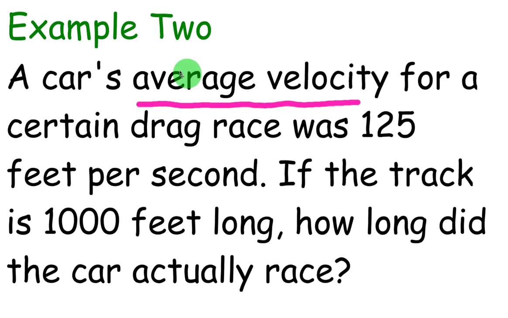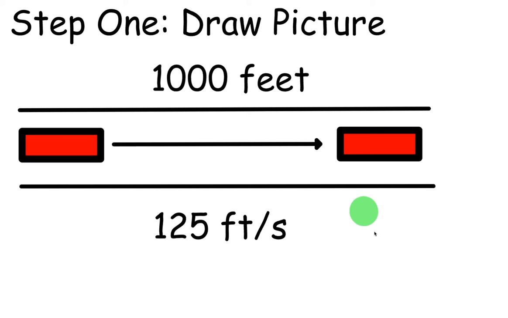Notice I underline average velocity because that will tell us this is an average rate of change problem. Velocity is a rate of change. So here's our car, start to finish. Drew a little picture for step one. Went 1,000 feet, and it averaged 125 feet per second. Okay, that's an average. Now we can actually use this information to figure out how far this car's traveled.